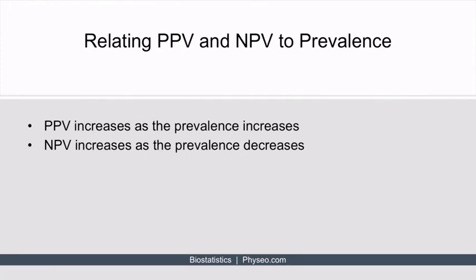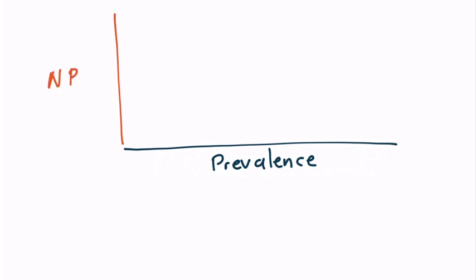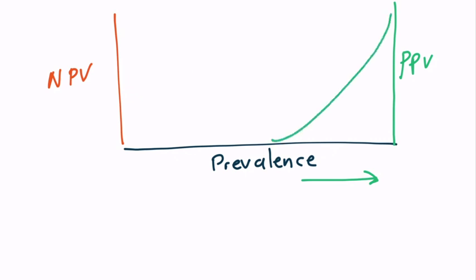Now let's relate positive and negative predictive values to prevalence. Positive predictive value increases as the prevalence increases, while negative predictive value increases when the prevalence decreases. Let's demonstrate the prevalence of disease along the x-axis, and we will represent the negative predictive value along the y-axis on the left, and the positive predictive value along the y-axis on the right. As you can see, as the prevalence increases to the right, the positive predictive value increases.